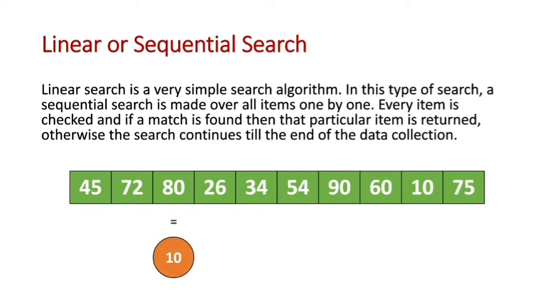This time 80, hence again there will be a comparison with the next item, that is 26. Here also we didn't find 10, then 34. Here also we didn't find 10, then 54, then 90, and then 60, and finally at the end we are at the number which is 10. So you can see that in sequential search we are searching each and every item. In the worst case, suppose I wanted to find out 75, which is the last element of my list, then I have to make, let's say, 10 comparisons, because this list has 10 elements.